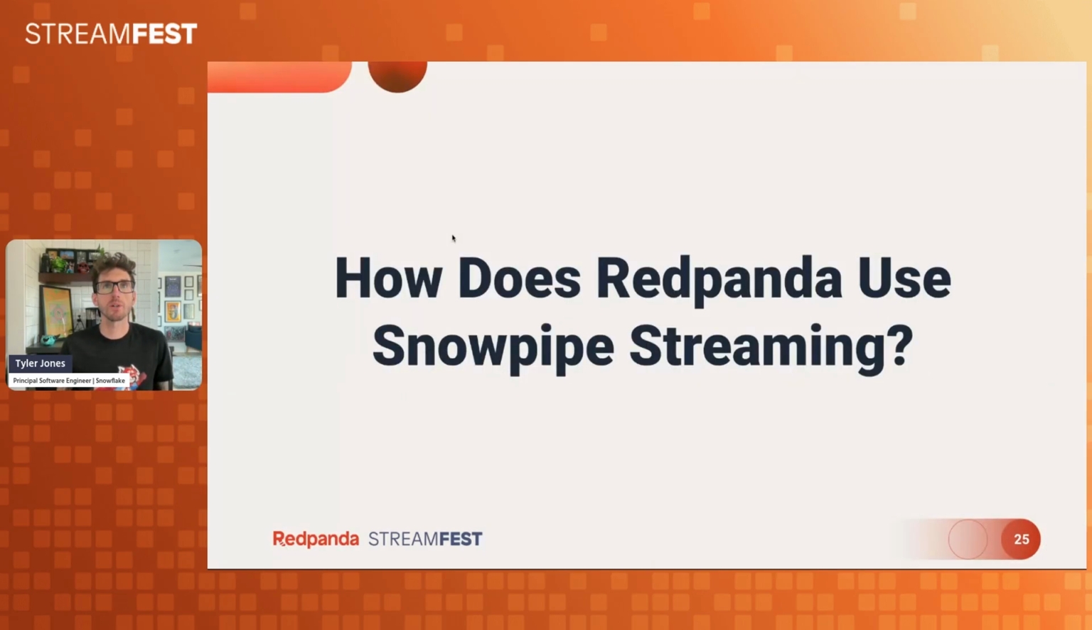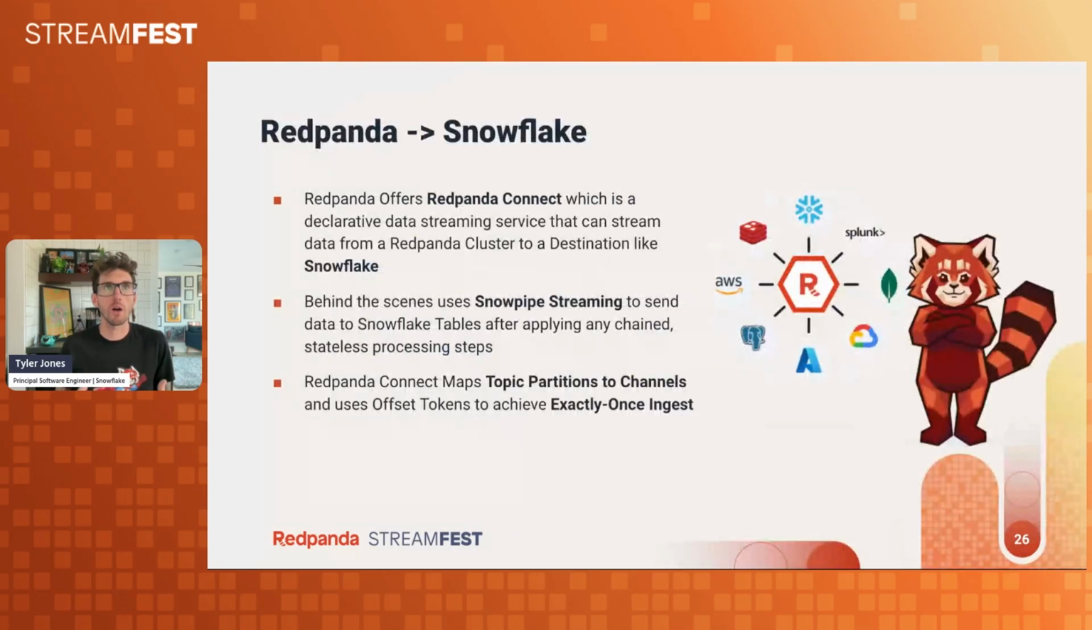So this is all well and good, but how does Redpanda use Snowpipe streaming to ingest data into Snowflake? Redpanda has an incredible offering called Redpanda Connect, which is a declarative data streaming service that allows you to specify inputs to outputs with transformations in between. Behind the scenes, Redpanda offers the ability to use Snowpipe streaming to send data to Snowflake tables after applying whatever processing steps you want. At a high level, the way Redpanda Connect achieves this is by mapping topic partitions to channels and using the offset tokens to achieve exactly-once ingest.